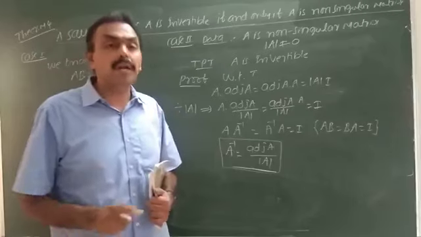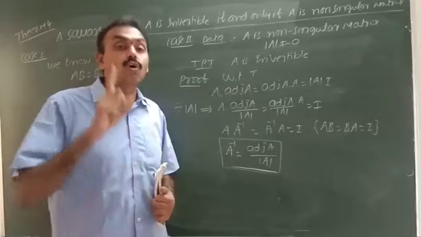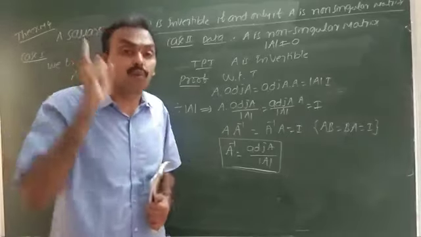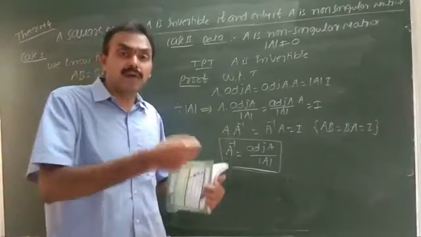Second important property: if the inverse exists, it is always unique. That means one matrix will have only one inverse. One square matrix will have only one inverse. We cannot have two inverses for a square matrix, a theorem which we have proved earlier.